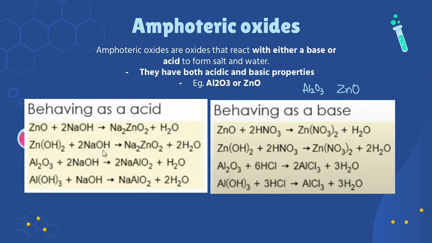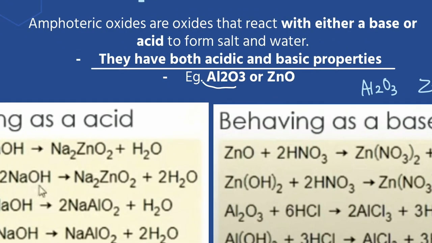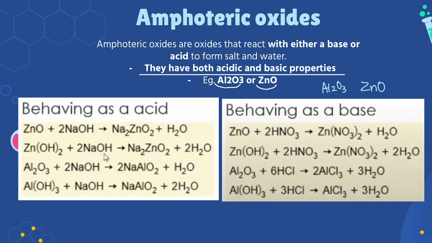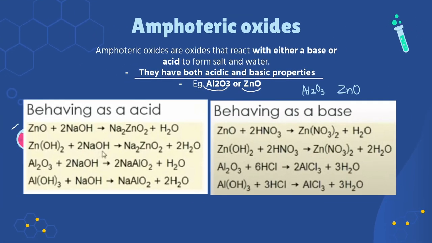More on amphoteric oxides. Amphoteric oxides are oxides that react with either a base or an acid to form a salt and water. So we know that they have both acidic and basic properties by looking at their equations. The 2 main examples we have to know, by the way, are aluminium oxide and zinc oxide. If we look at the example of zinc oxide here, it reacts with both sodium hydroxide and nitric acid to form a salt and water. So they are both proton acceptors and proton donors. So these are really cool oxides.